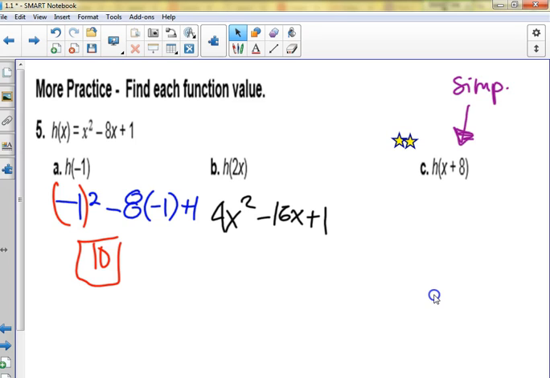Anybody want to try C? Take your time, but I need you to finish and simplify that one. Who's got it? Go ahead. Thank you.